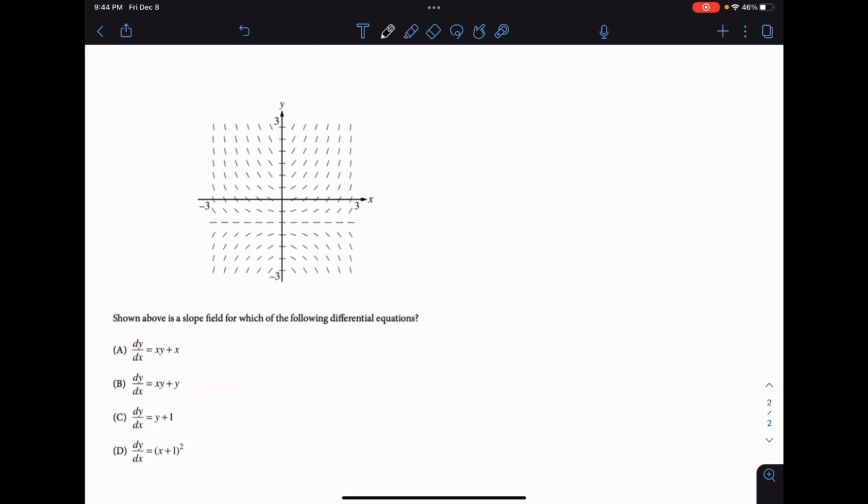All right, now let's take a look at this one. This is a differential equation of a slope field. A slope field basically is a graph of the slopes at different points. So you can think of this as dy/dx is a slope, and it has a different value at every x value and every y value.